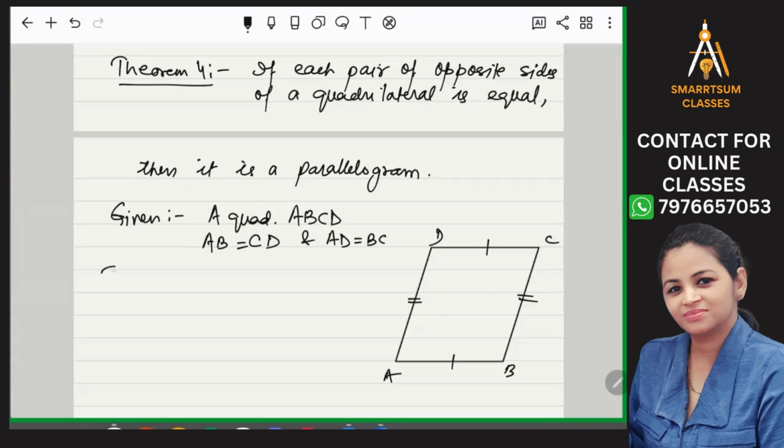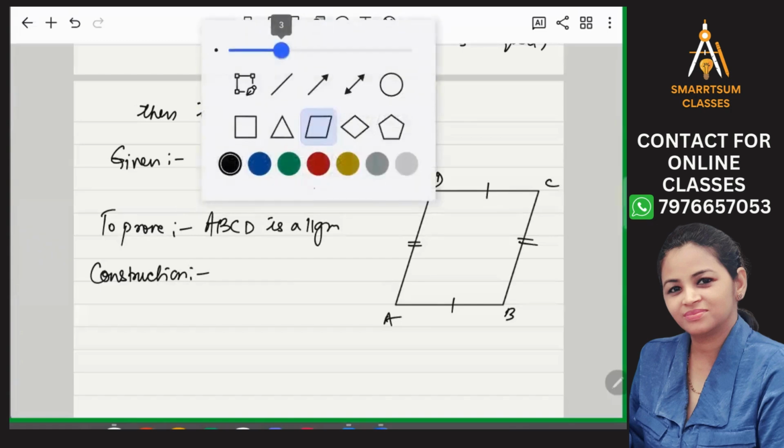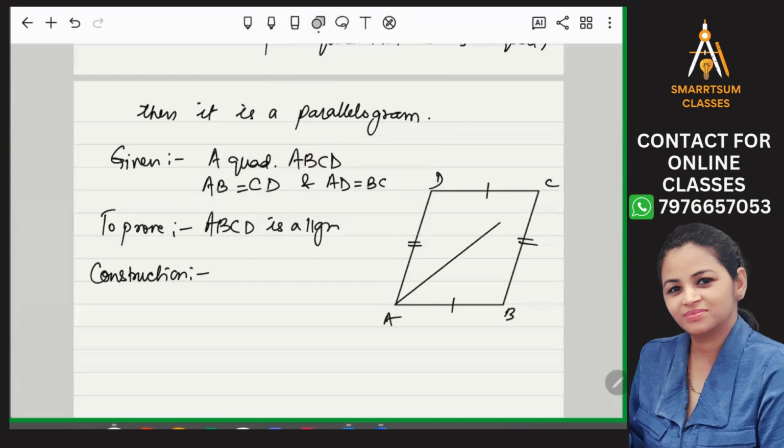Now we have to prove that ABCD is a parallelogram. So they are equal, this is given, but they are parallel, that is not given, right? So we have to prove that they are parallel also. Now, here we need to do some construction. What we do, we draw a diagonal, AC. Join AC to form the diagonal. This is the construction we have made.